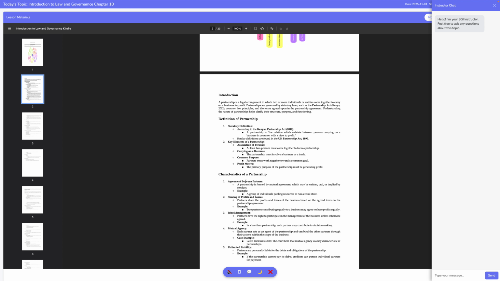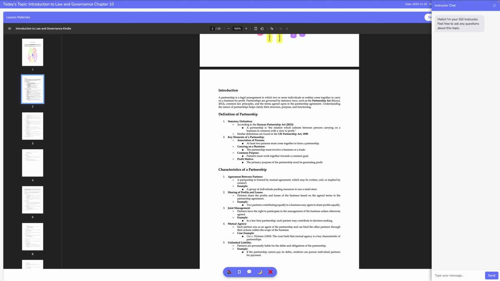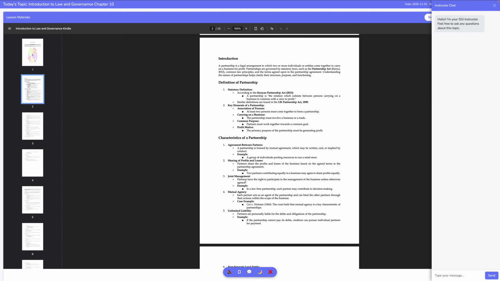Sharing of profits and losses is another defining trait. Partners agree on how profits and losses will be distributed, often documented in the partnership agreement. If two partners contribute equally to a business, they may choose to share profits and losses on an equal basis. This arrangement not only incentivizes collaboration but also ensures that risks and rewards are distributed fairly.